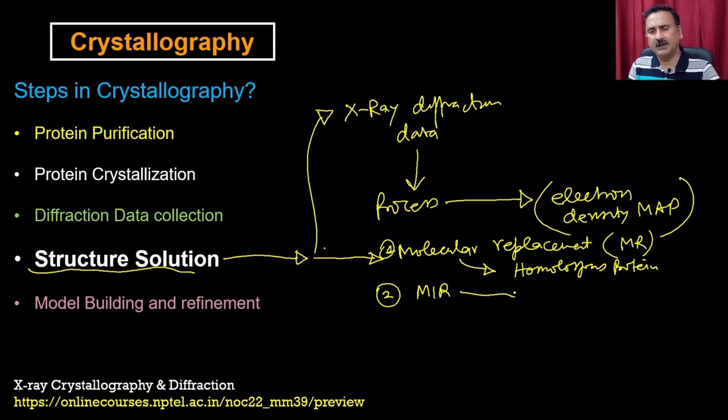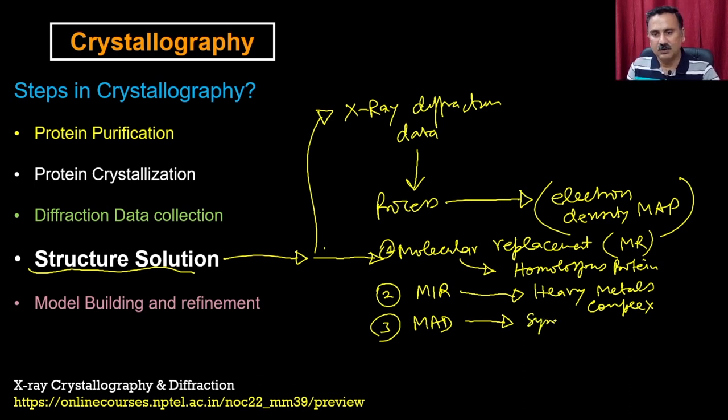Then you can also use MIR, where you prepare heavy metal complexes of the protein. And you can also use MAD, or multiple anomalous diffraction. There, instead of an ordinary X-ray source, you use a synchrotron source to vary the X-ray wavelengths, and that helps in solving the phase problem and in developing the electron density map.